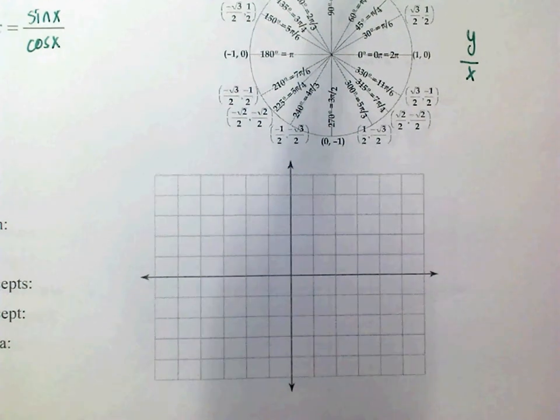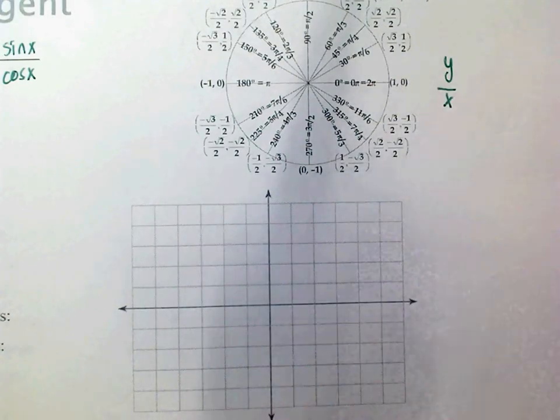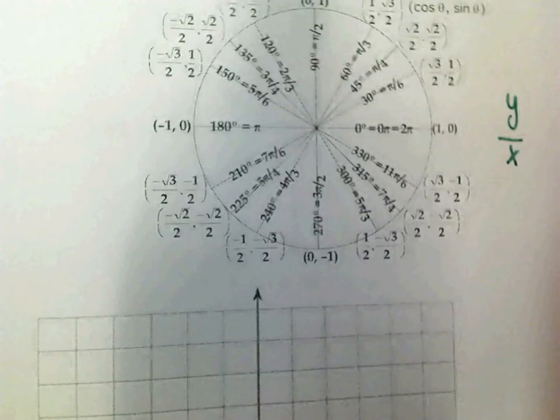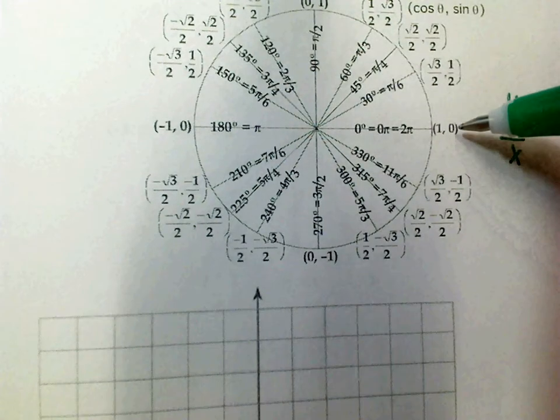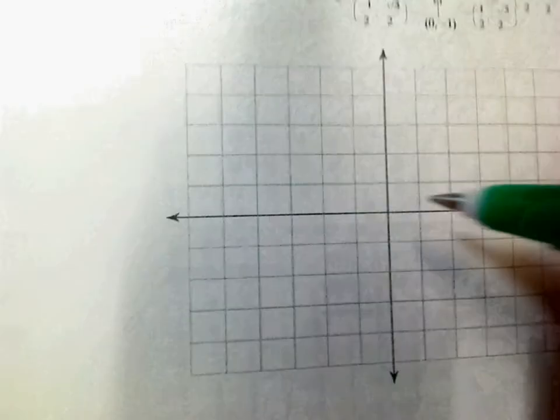Okay. Can you guys tell me, let's just start at 0. What is tangent of 0? Now, tangent is y over x. Okay. So if tangent is 0 over 1, then tangent at 0 is 0, true? So let's go to this right here and plot the point 0, 0.